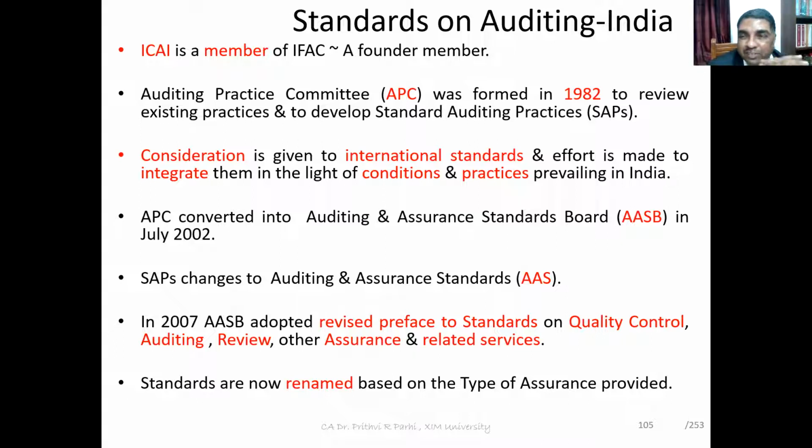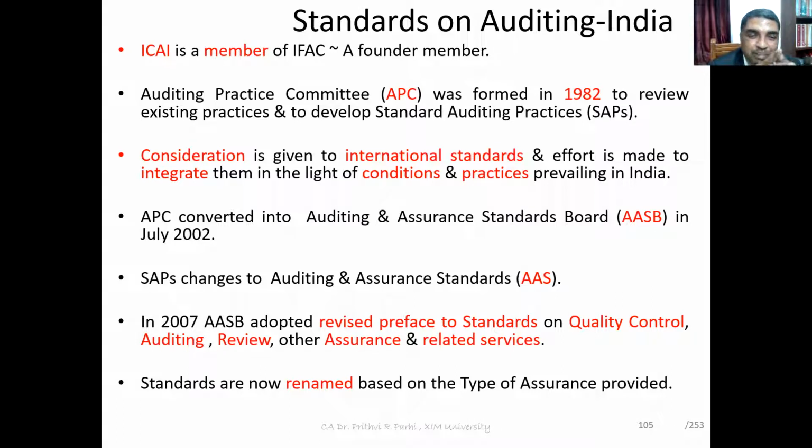Later on, in July 2002, this APC, the Auditing Practice Committee, was converted into the Auditing and Assurance Standards Board, because now standards are not relating to auditing only. Some other assurances like review assurances, quality control services and some other things are also included. So the name of the committee was changed. It is now the Auditing and Assurance Standards Board, AASB. It is exactly in line with the international board. And the name of the SAPs was later changed to Auditing and Assurance Standards, or AAS.